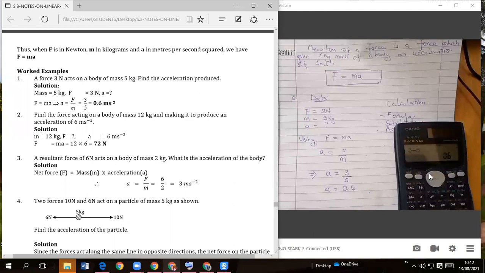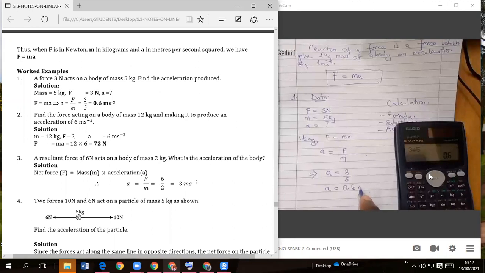0.6. Do we stop there? No. What is missing? The units. What is the unit? Meters per second squared. Are you together?